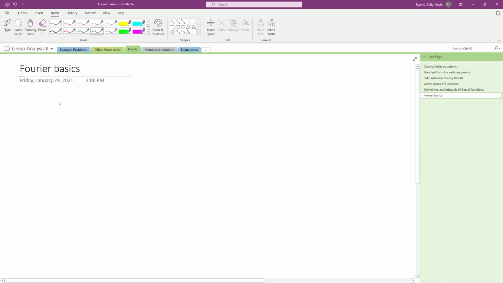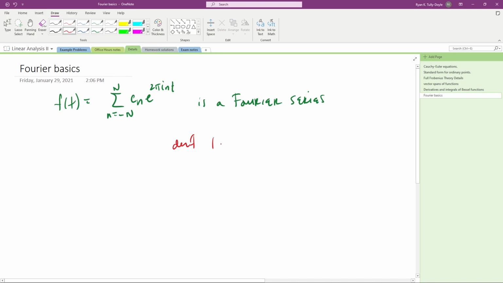We know that f of t is equal to the sum from n equals minus N to N of c_n e to the 2 pi i n t is a Fourier series. What we don't know yet is how to directly compute the coefficients c_n.